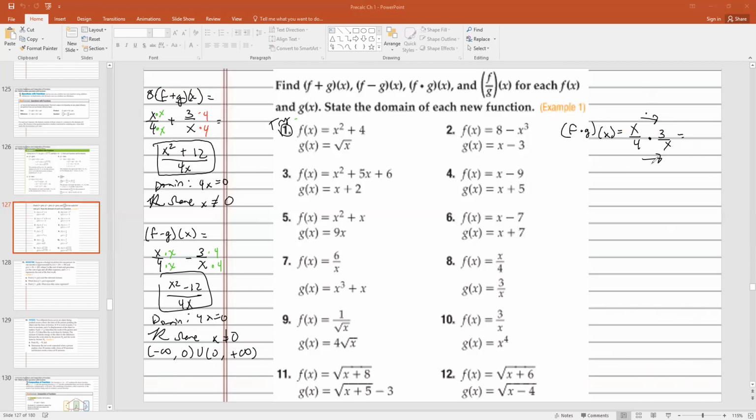So here you can also multiply across. So 3 times x is 3x. 4 times x is 4x. And then notice that they both have x's. So now we can cancel out those x's like that. And we get 3 over 4.